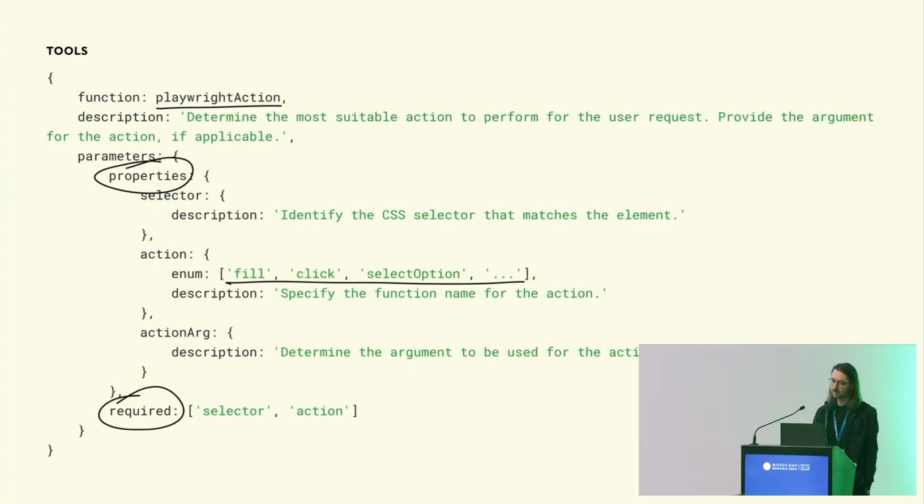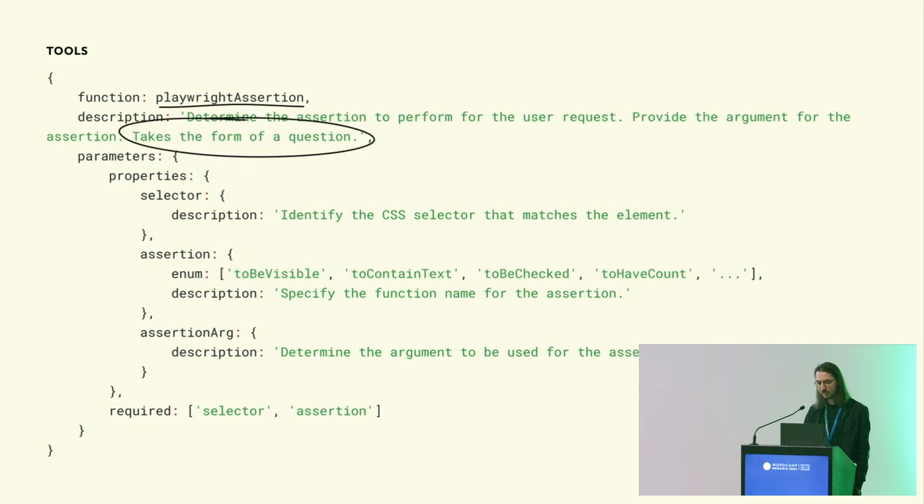So this is how the function definition looks. It has the name of the function and some descriptions. We also say what kind of properties it accepts and which are the required ones. And if we need them, we can also list the options that the LLM should pick. And this is the one for the assertion. What's important for the description is to make it easy for the LLM to distinguish between the functions. In this case, the clue for the LLM was that all assertions take the form of a question.